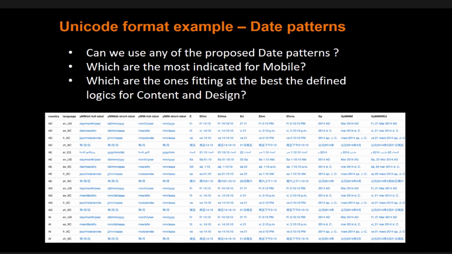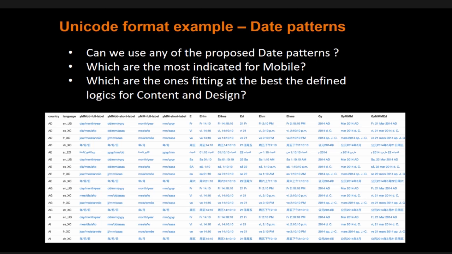And keep in mind that in Unicode you have several formatting patterns. So in that case you have to pick the best one for you. What we recommend is to pick one which is displayed properly even on mobile. Here I'm showing you a couple of examples. We have this one which is about date. As you can see here, you have in the first column the country. We have Andorra, Emirates, and so on. The language for the country, and from the third column, those are all possible patterns that you can have for date.